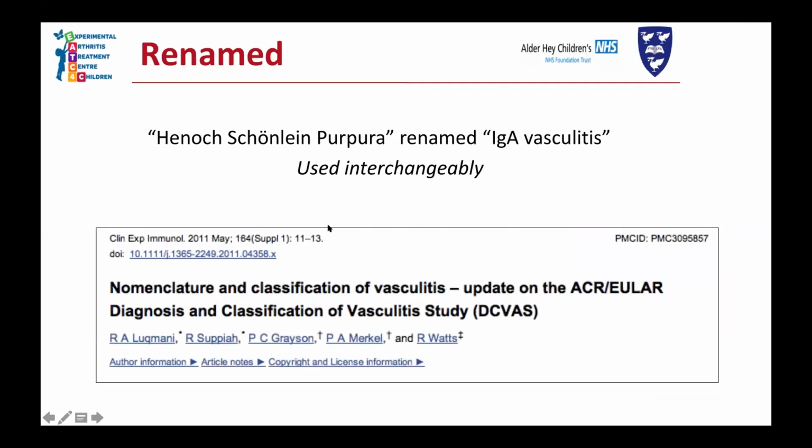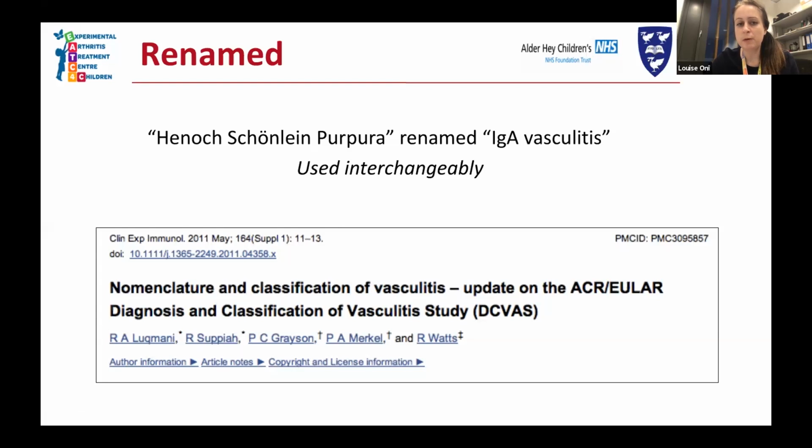So just to start with, a number of years ago now, the international community proposed that we change the name from Henoch Schoenlein Purpura to immunoglobulin A vasculitis, just to better illustrate the biology that might be going on in this disease. But actually, in current practice, the names are both used interchangeably, and throughout the talk, I will be using the names interchangeably. So Henoch Schoenlein Purpura, or HSP, or IgA vasculitis.